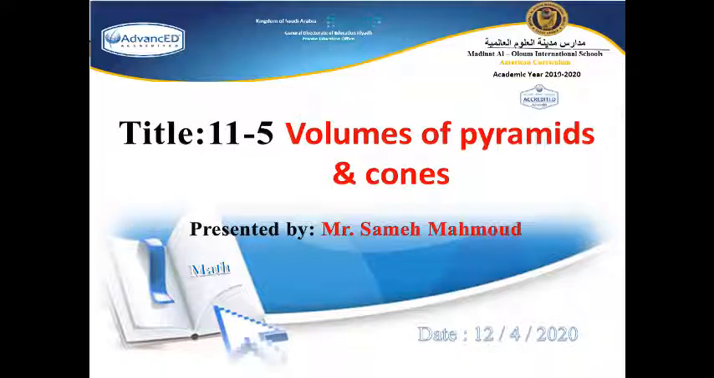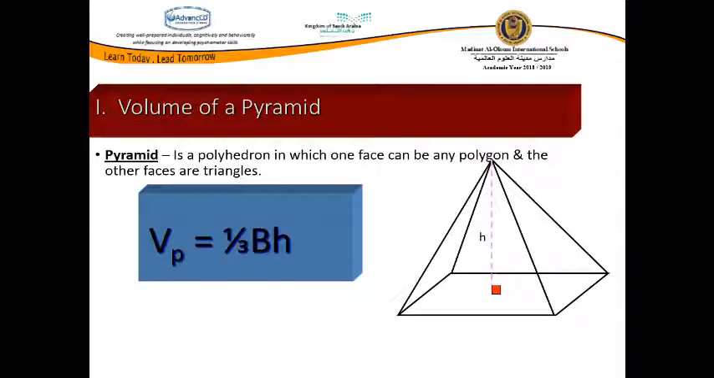This is section 11-5, volumes of pyramids and cones. A pyramid, as we know, is a polyhedron in which one face can be any polygon and the other faces are triangles. The volume of the pyramid equals one third the area of the base multiplied by the height.